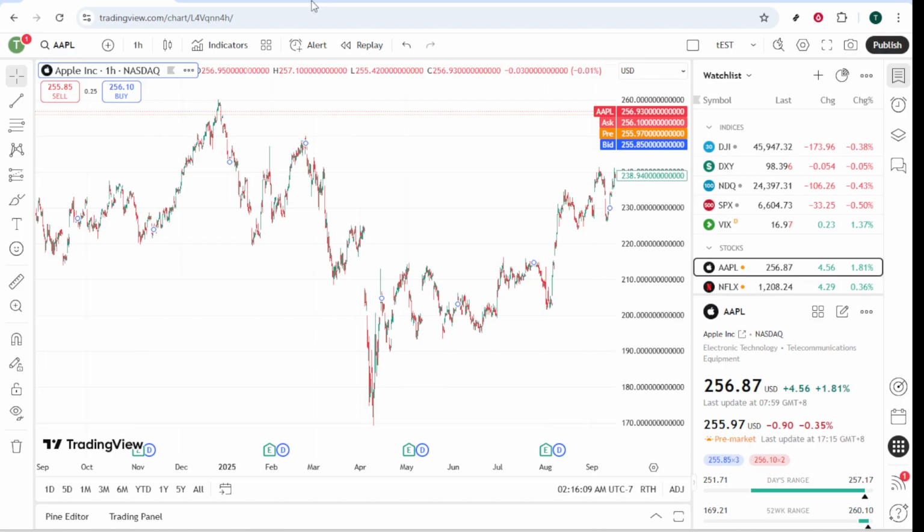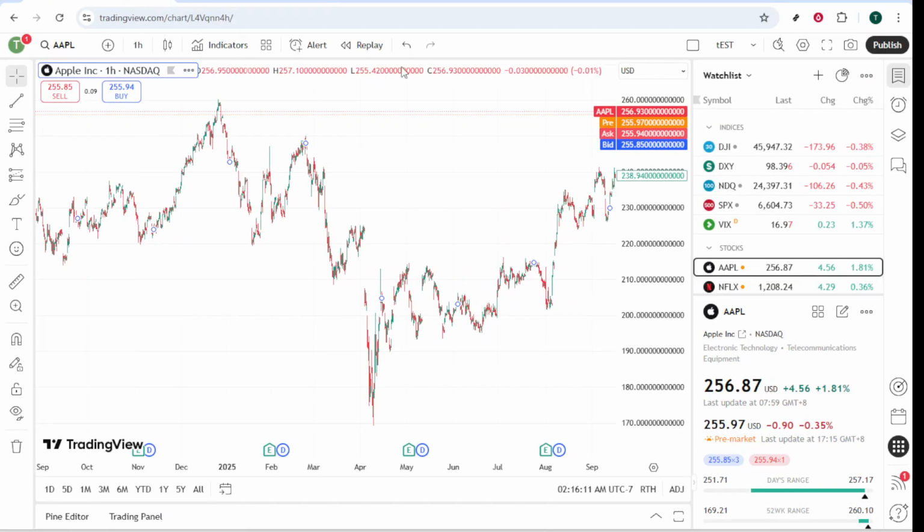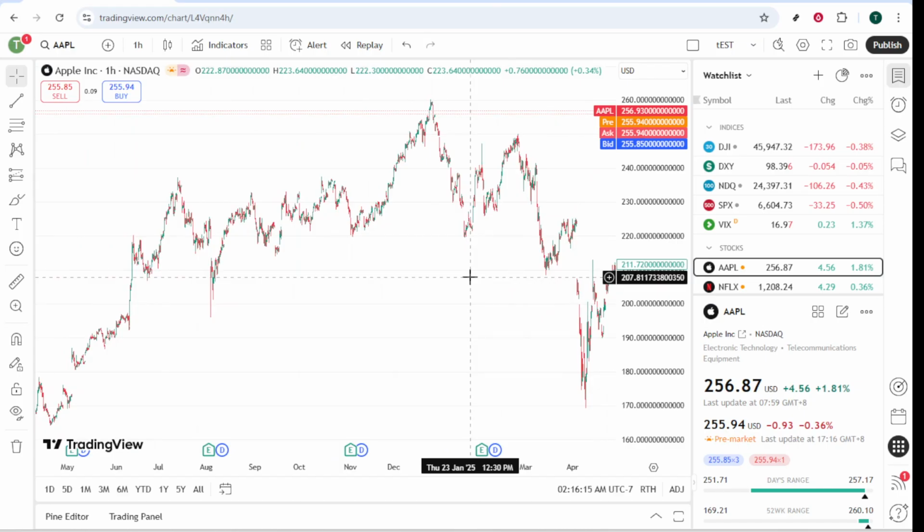Once you've set that up, it's time to move on to the next step, which is registering for a TradingView account. TradingView is one of the best platforms available for charting because of its wide array of analytical tools and user-friendly interface. Set up your account and get comfortable navigating through its features.